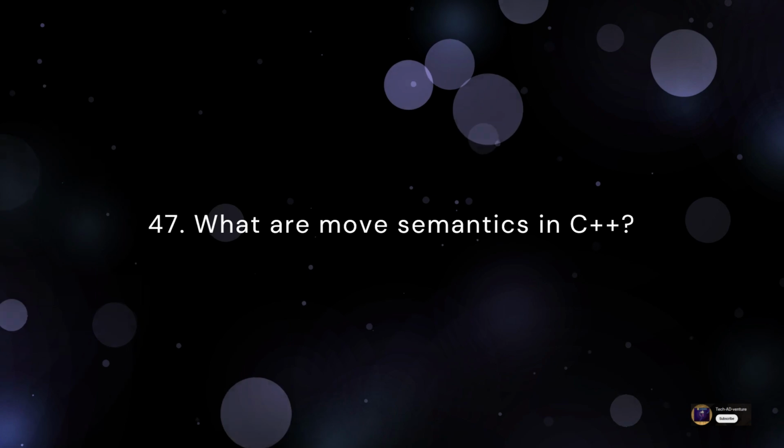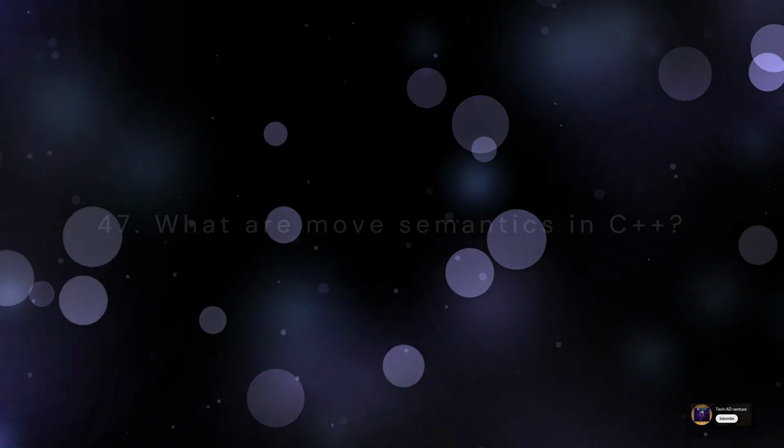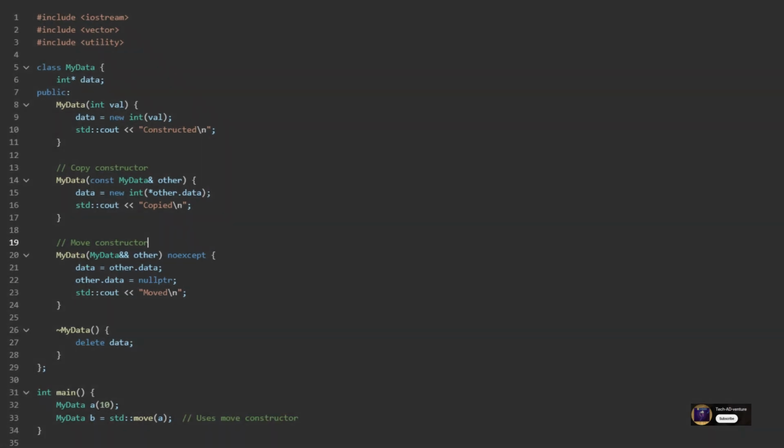47. What are move semantics in C++? Move semantics in C++ allow the efficient transfer of resources from one object to another rather than copying them. This is particularly useful for optimizing performance when dealing with temporary objects or large data structures. Key concepts of move semantics.